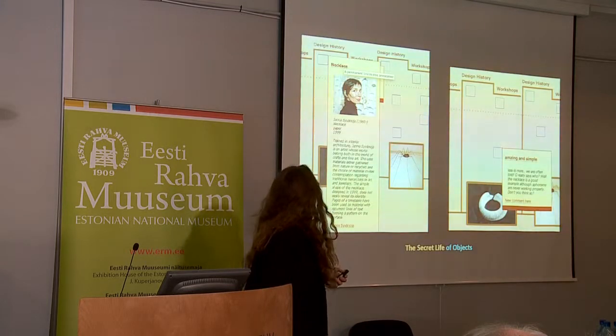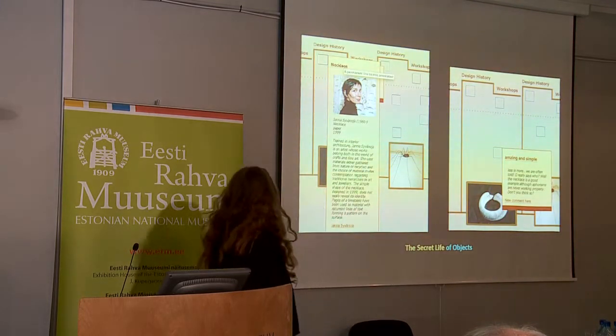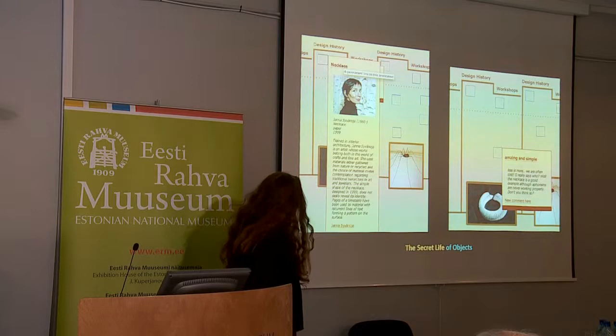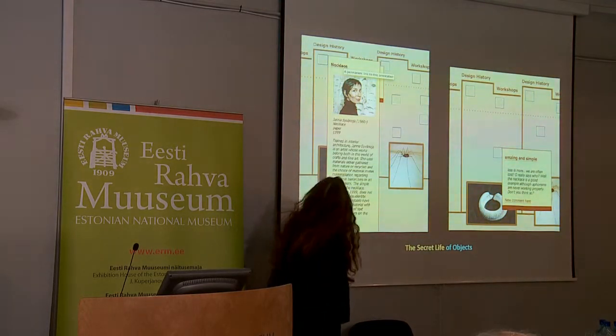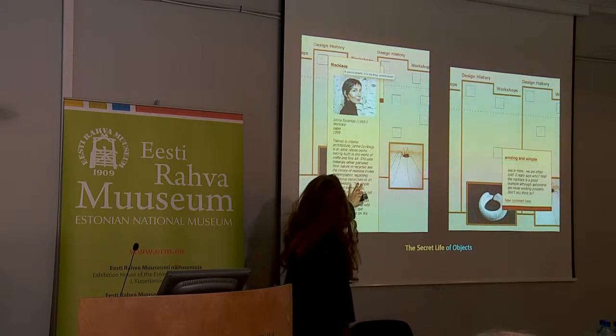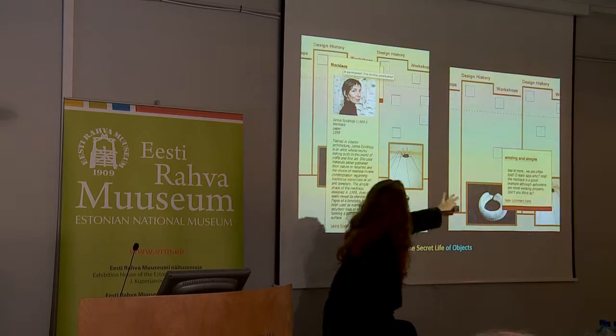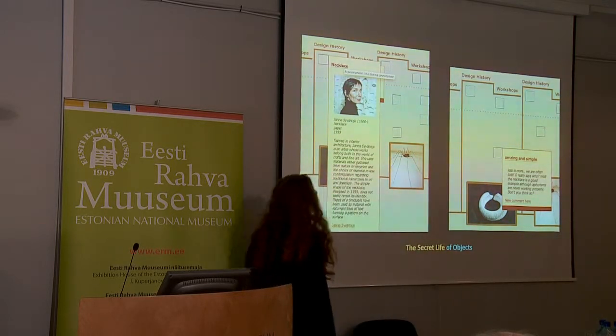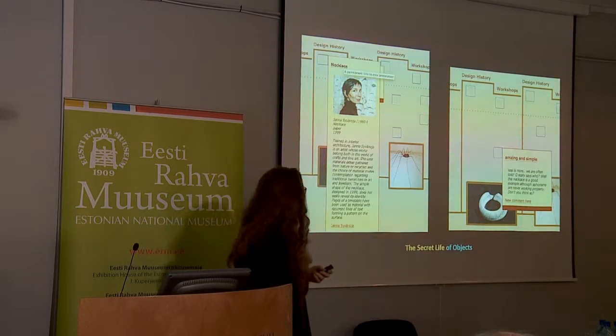So you can see here, for example, how you could see the comment done by the museum personnel, and then the comment done by a visitor.